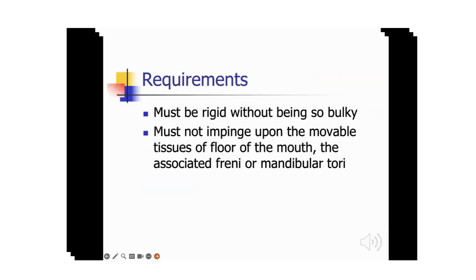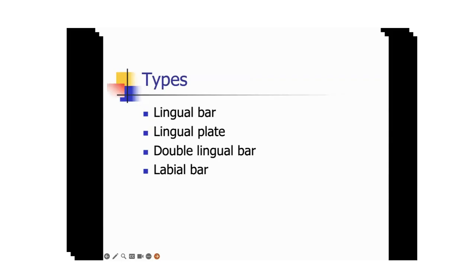So what are the requirements for a mandibular major connector? It must be rigid without being so bulky, so that the patient will be comfortable using the partial denture. It should not impinge upon the movable tissues of the floor of the mouth, so that might cause the lifting up of the prosthesis. So that should be avoided. And the associated frenum or mandibular tori should not be impinged by the partial denture.